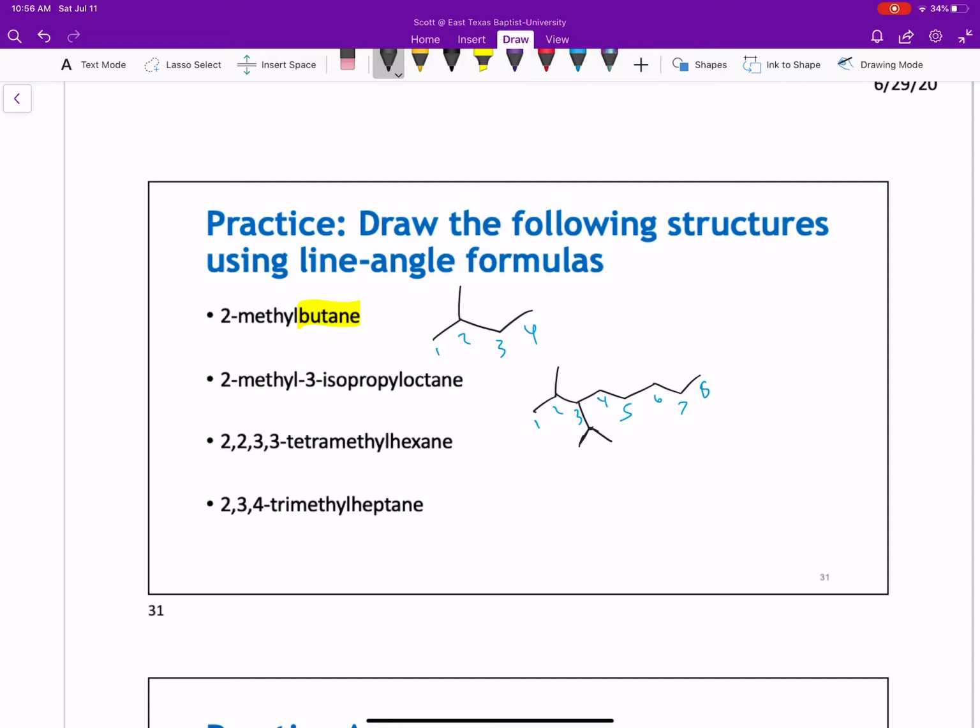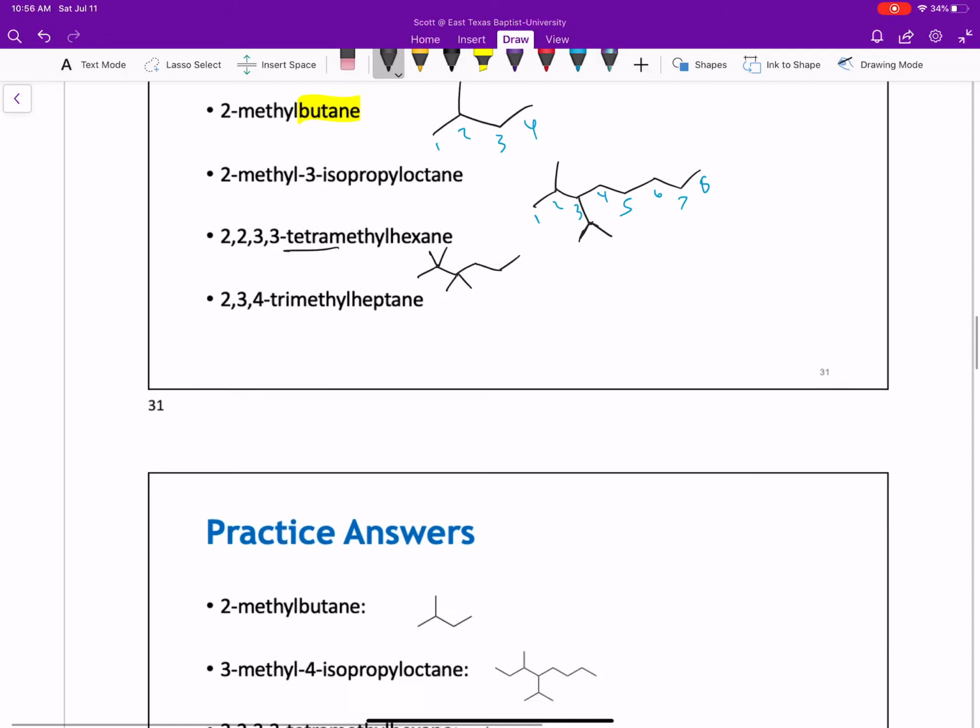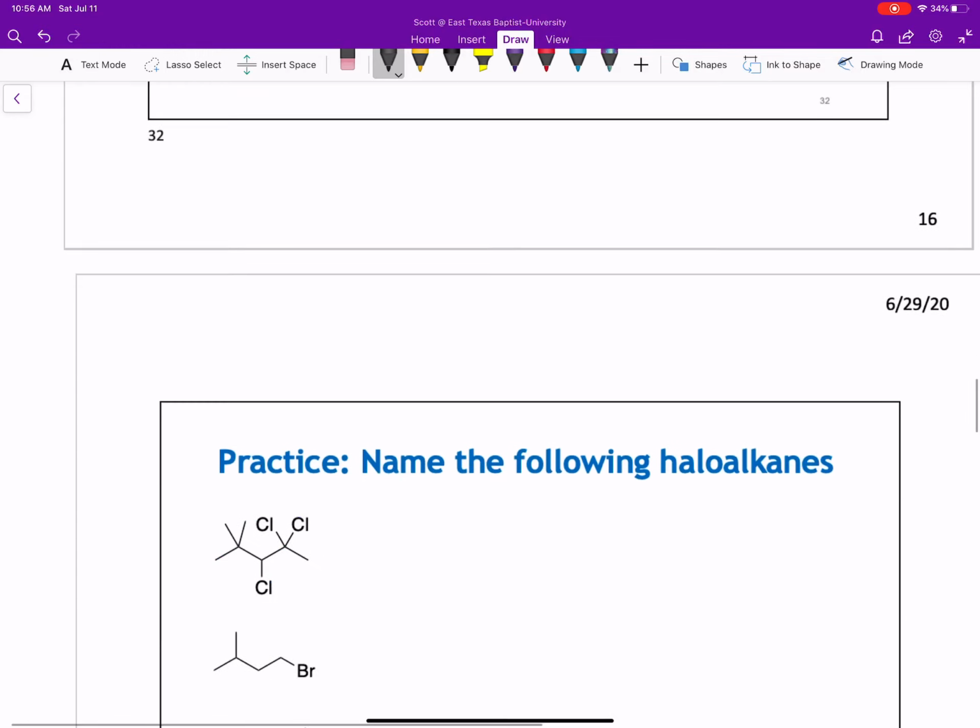2,2,3,3-tetramethylhexane. I would just draw me a hexane, and then that's carbon 2 and 3, 3. And then tetra indicates that there are 4 methyls, and then you can try the 2,3,4-trimethylheptane, but here's your answers right there.